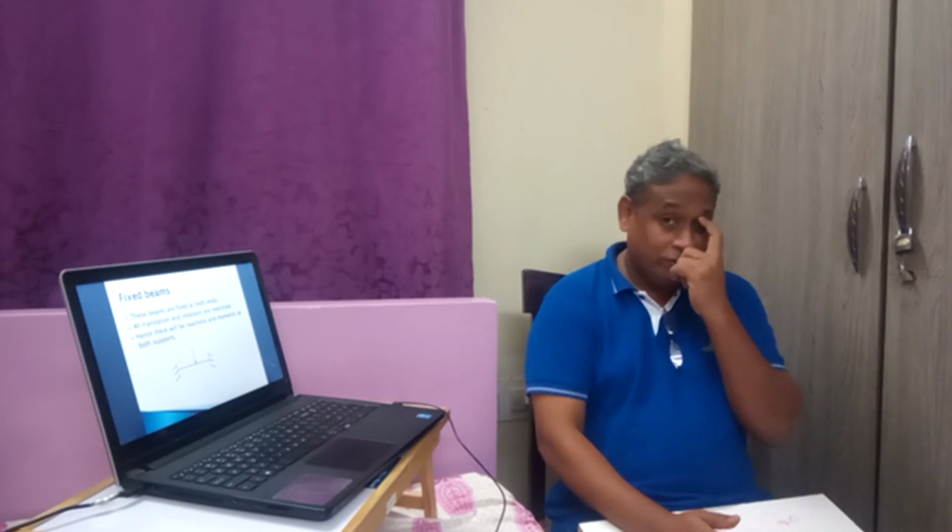Next come the fixed beams. Fixed beams are some special kinds of beams, a type of cantilever beam where both ends are fixed. That is, both the ends are cast monolithically, or they are rigidly held at both ends. This type of beam we call a fixed beam.